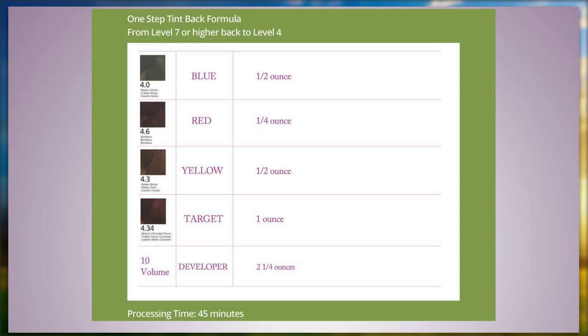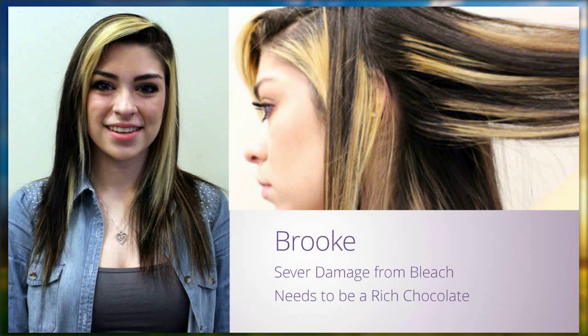Excellent. So basically, what you want to remember is that you should follow these guidelines to the T at first. Okay? So what that means is that when you want to do this tint back to a level 4, just use it the exact way that it's printed on the piece of paper until you get the hang of it. Because once you get the hang of it, then you can start to modify certain things, okay? And I'm just going to give you an example.